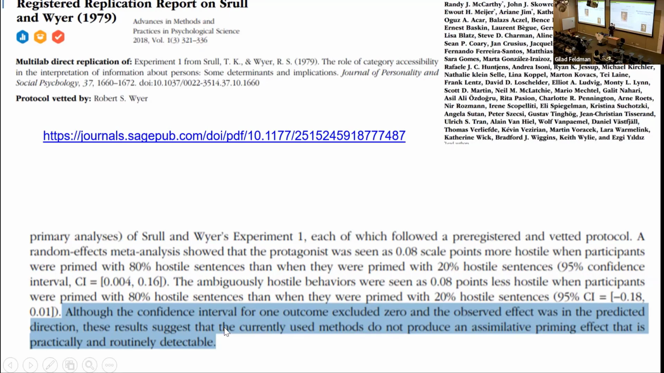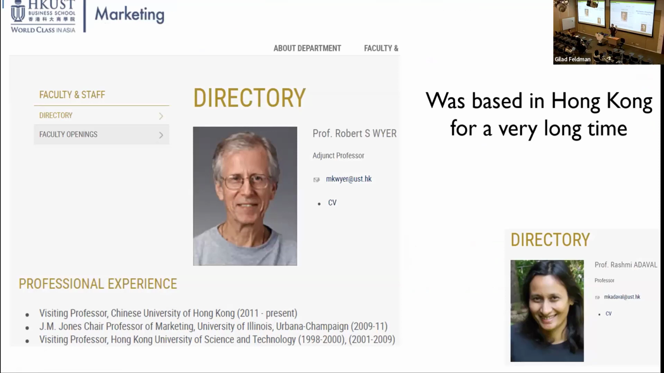First, about Robert Wyer. He is actually here in Hong Kong with his wife. I studied at HKUST, and he was in the marketing department. I used to be in the business school studying management, and he was just across the hall from me. He then moved to the Chinese University of Hong Kong, and he's still around. He still publishes with a lot of Hong Kong students in various universities. He's a well-known name here.